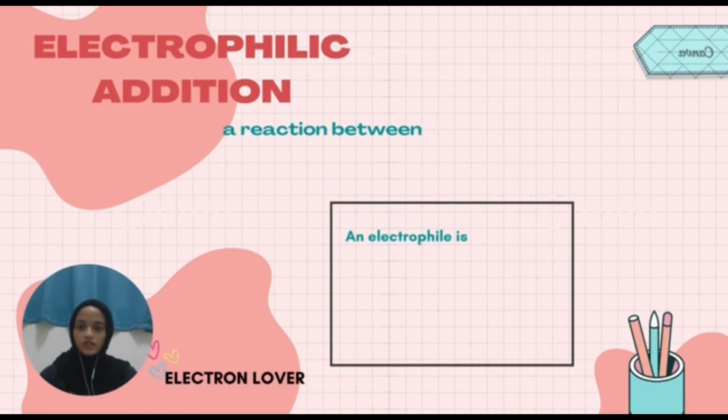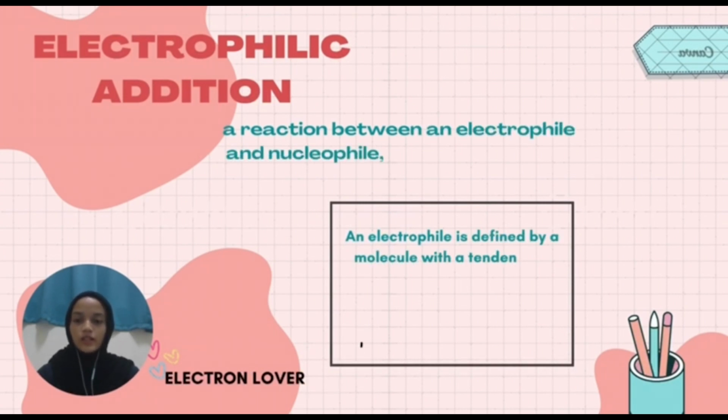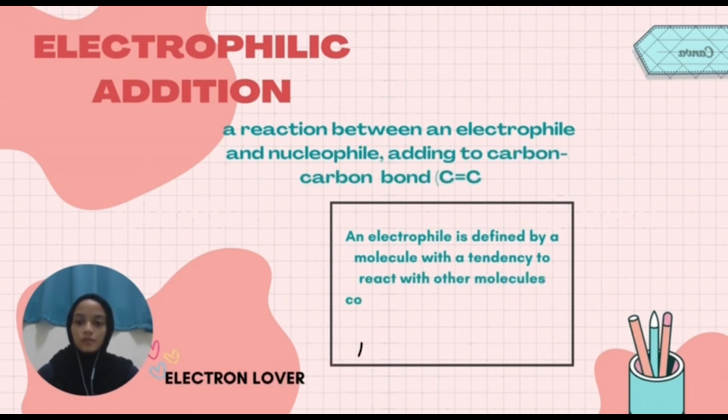Electrophilic addition is a reaction between an electrophile and a nucleophile that is added to a carbon-carbon double bond, which is an alkene. An electrophile is defined as a molecule that has a tendency to react with other molecules containing a donatable pair of electrons, or we can call the electrophile an electron lover.